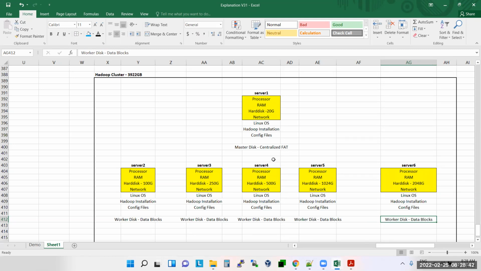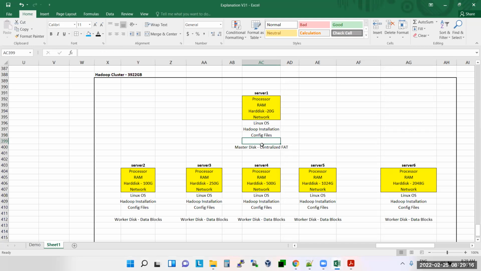Basically, Hadoop is installed in all the systems, but only the config file will define which node is the master disk and which is the worker disk. The config file will tell which is the master disk and which are the worker disks. Are you clear? Our idea is that server one should maintain the master disk.